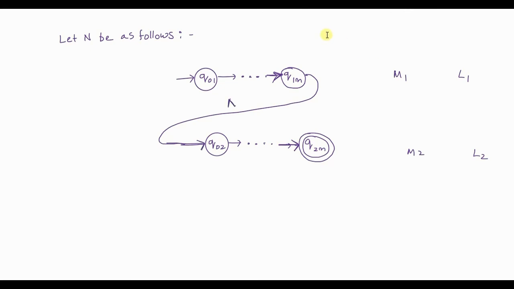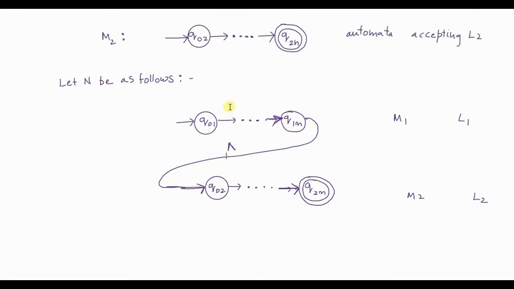Now if there were more final states in M1, all those final states of machine M1 would have been connected to Q02, which is the initial state of M2. All of them. The final states of M1, which are no longer final states, will all be linked to the initial state of M2 with null transition. That's the meaning of it.